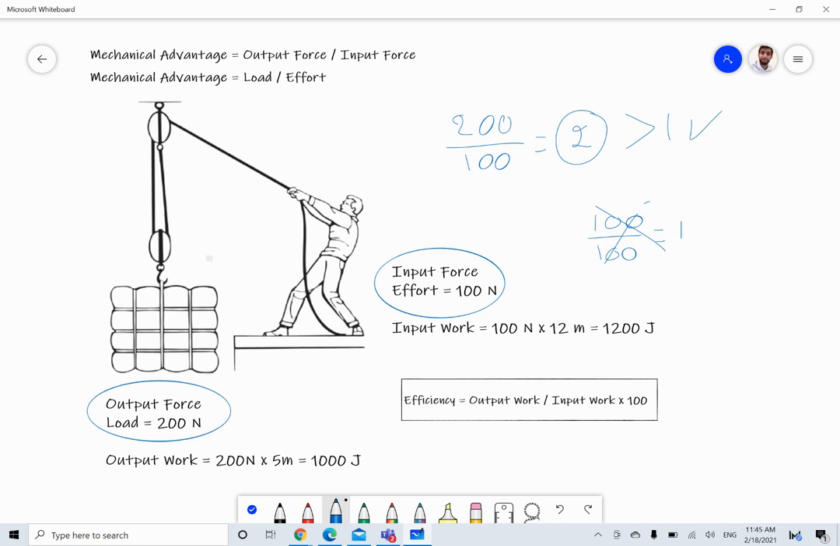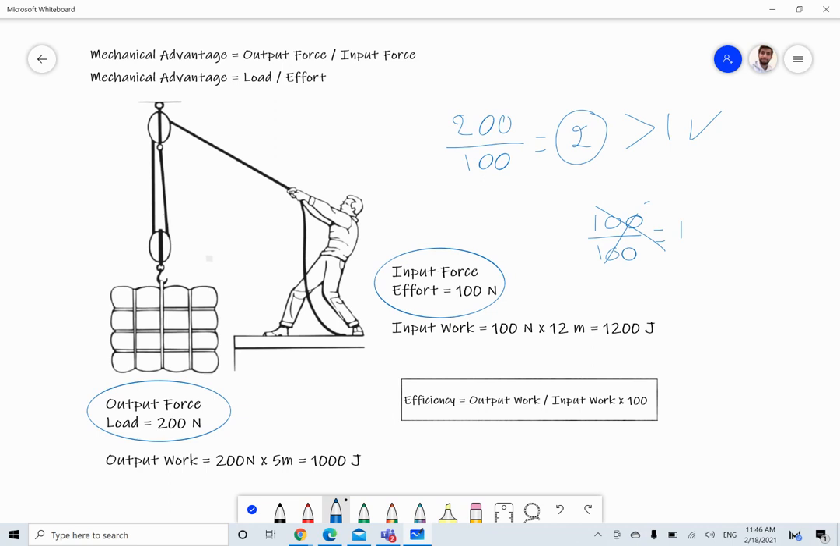Okay, so as I mentioned as well, the input force is called the effort and the output force is called the load. You need to memorize these things as well and to know that they also have different names. The input force, we call it the effort, which I am exerting on the object, while the output force, or the load, is the force applied by the machine on the object.